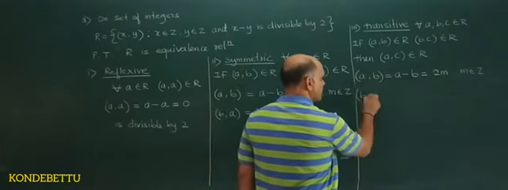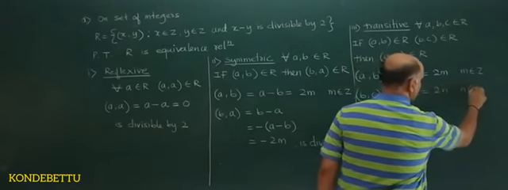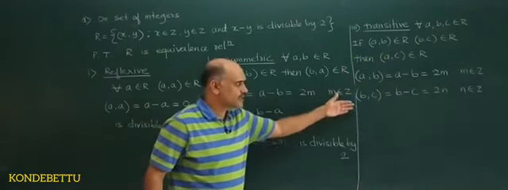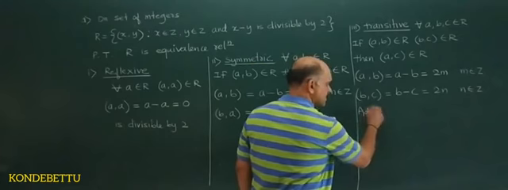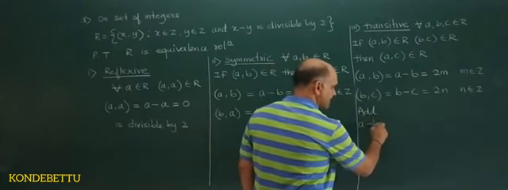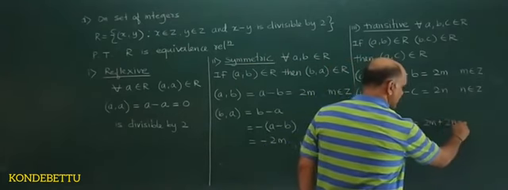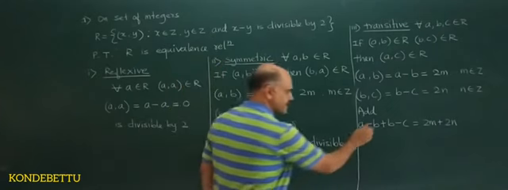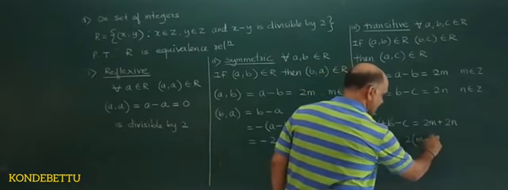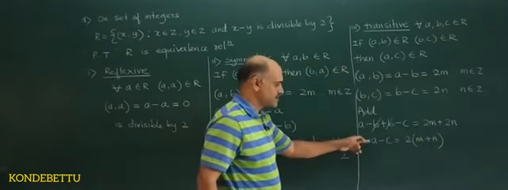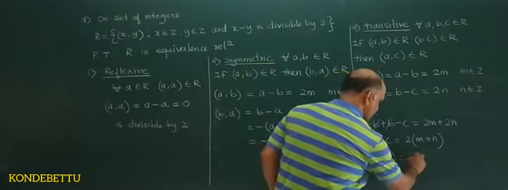Similarly, if I take b comma c is equal to b minus c, 2n, n belongs to z. Again, what you are required to do here is add these two. So if I add, I will have a minus b plus b minus c is equal to 2m plus 2n. So b gets cancelled. I will have a minus c is equal to 2 into bracket m plus n. So, as in the last problem, a minus c can be written as a comma c is equal to 2 times m plus n.